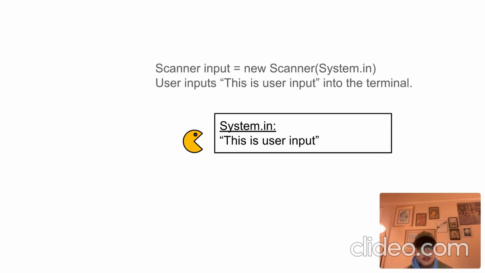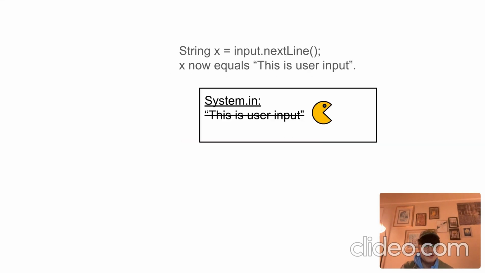And say the user inputs this line right here. This is user input into the terminal. This is what System.in will look like. Now I want you guys to think of the scanner like a little Pac-Man right here. And Pac-Man will always spawn in right at the beginning of the first line of System.in. And what Pac-Man does in the game is what he'll do here. He'll eat stuff.